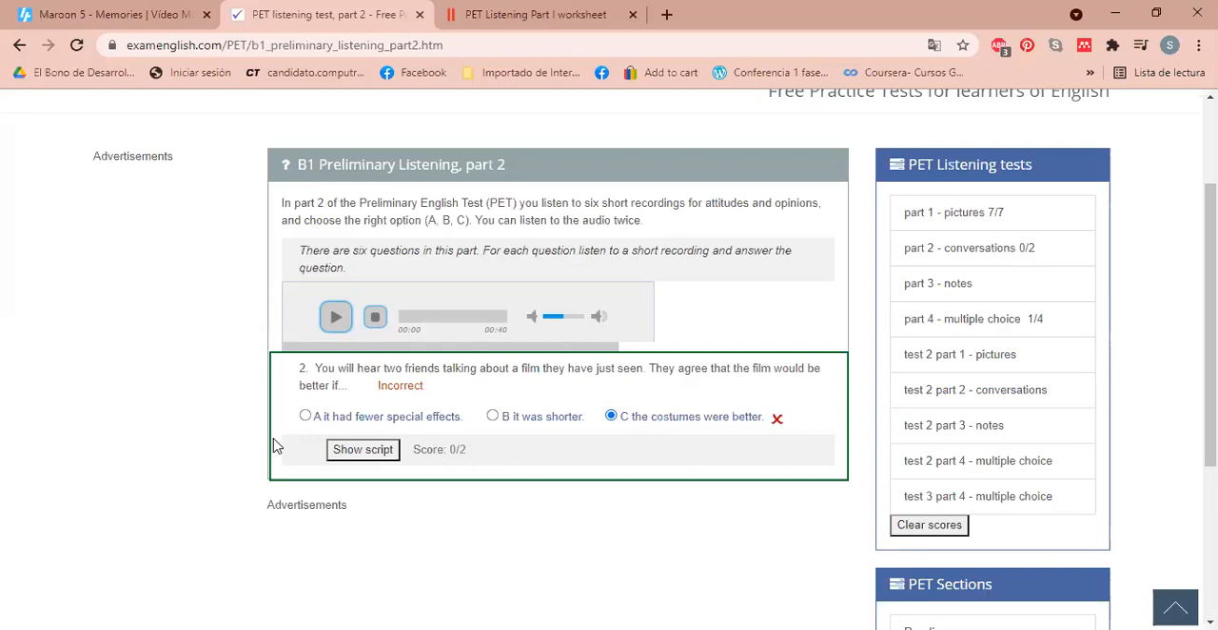Okay, and you got the letter A. It's not letter A either. So the right one was letter B. We need to pay attention in what they say. So listen again, guys.